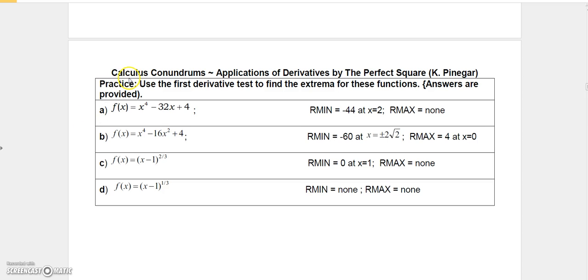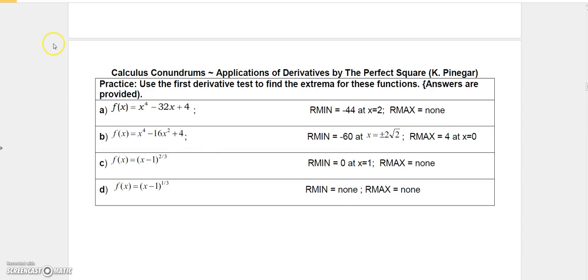Oops, I forgot. I have some practice problems here if you want to do these for practice. Here are 4 practice problems, and then you can determine what the relative min and the relative max are for each of these, using the first derivative test, and you can check the answers because I'll give you the answers over here.